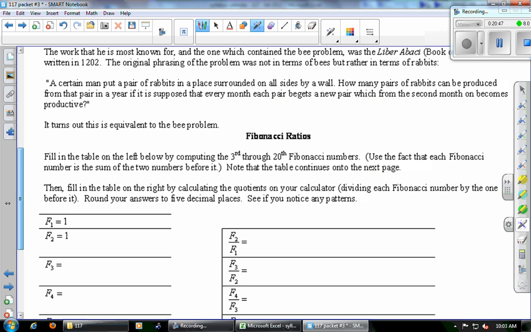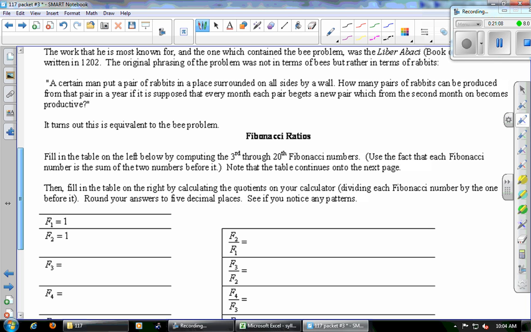Okay, so this is the original problem. It has nothing to do with bees, it's just about rabbits. It's a little bit hard to understand, so let's just look at it for a minute. So we're starting with rabbits because rabbits are known for procreating, right? And so we start with a pair of rabbits, a male and a female, and the first pair of rabbits that we have are young.